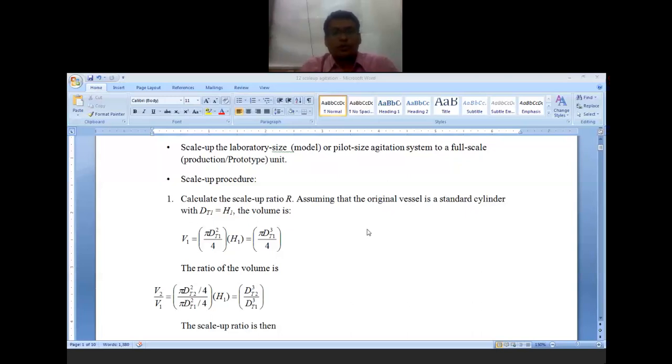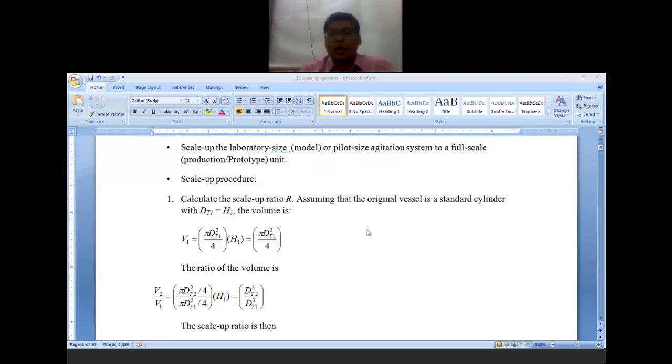So what is to be done to enlarge or to scale up from the laboratory to the pilot scale or to the full scale? What is the scale up procedure that we will understand. Calculate the scale up ratio. First thing is to calculate a scale up ratio R.